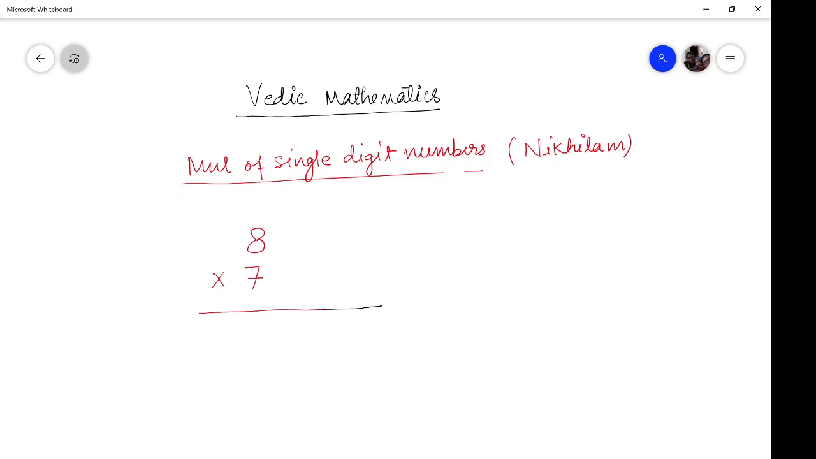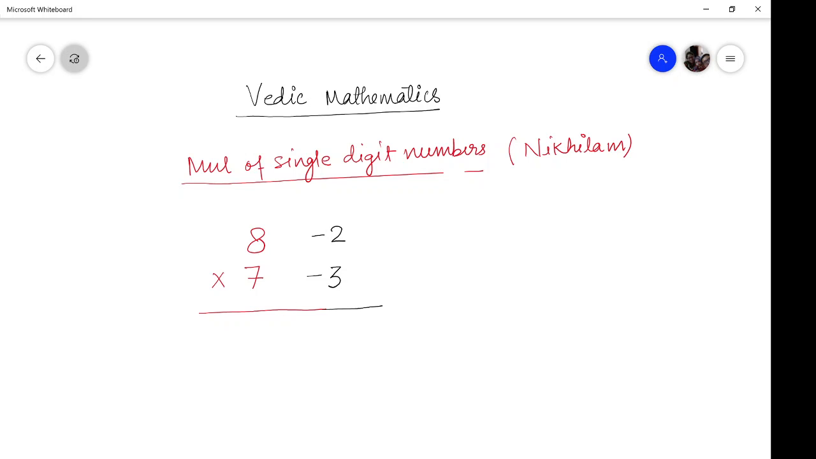Next, we will try to find out by how much these numbers differ from that base. In this particular case, 10 minus 2 is 8, so minus 2. Likewise 10 minus 3 is 7, so minus 3. So this is the first step. Again, I am repeating: first step is to recognize the base and then to write down the offset of this particular number from the base. For example, 8 is offset by minus 2 from 10 and 7 is offset by minus 3 from 10.